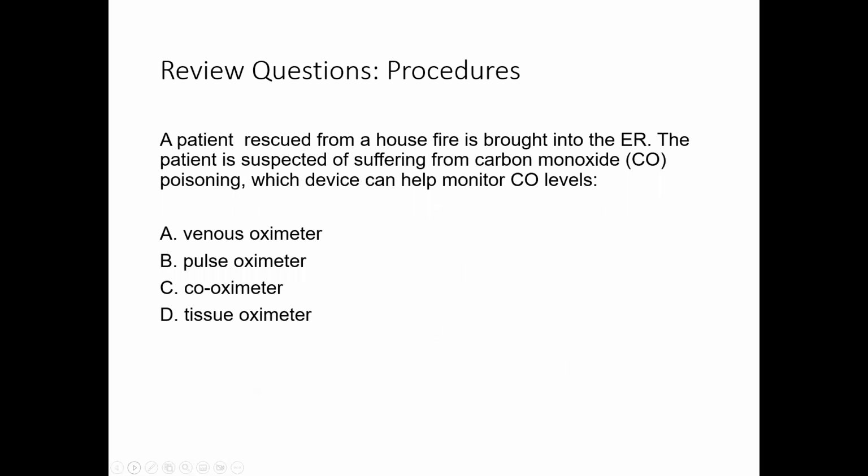Procedures: patient rescued from a house fire. Just to cut to the chase, where we're going with this is house fire, patient suspected of suffering carbon monoxide poisoning. Which device? Venous oximetry, pulse oximetry, certainly not pulse oximetry, tissue oximeter. Best answer is C, co-oximetry or hemoximetry, if that's what they chose to call it.